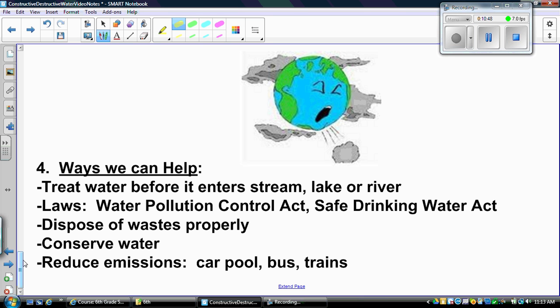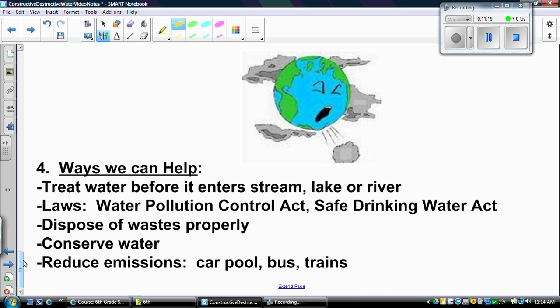We need to start disposing of our waste properly. So that's the big 3 R's: reduce, reuse, recycle. We've got to make sure that we are recycling as much as possible. And the other big thing is conserving water. A lot of times, think about when you brush your teeth. Do you leave the faucet on while you're brushing your teeth? You need to turn that off and only use it when you're actually rinsing.